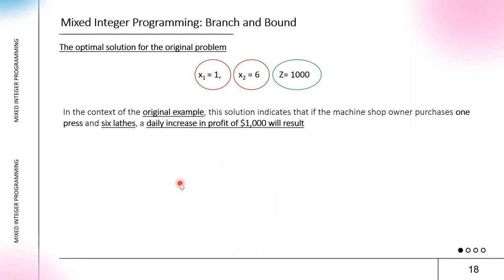We now interpret the optimal solution in the context of the original optimization problem. If the machine shop owner purchases one press and six lathes, then the daily profit increases by $1,000.